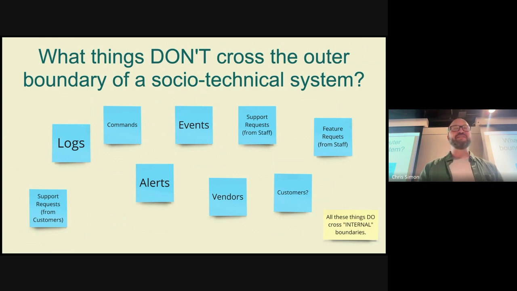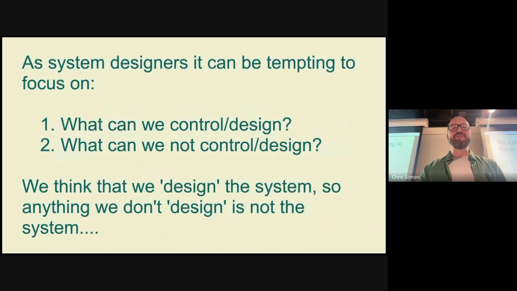If a human becomes a customer, were they not part of the system and now they are part of the system? Or are they not part of the system and just their requests for activity are flowing into the boundary of the system? So one way that people sometimes think about this is: what's our locus of control? What can we control or design? What can we not control or design?